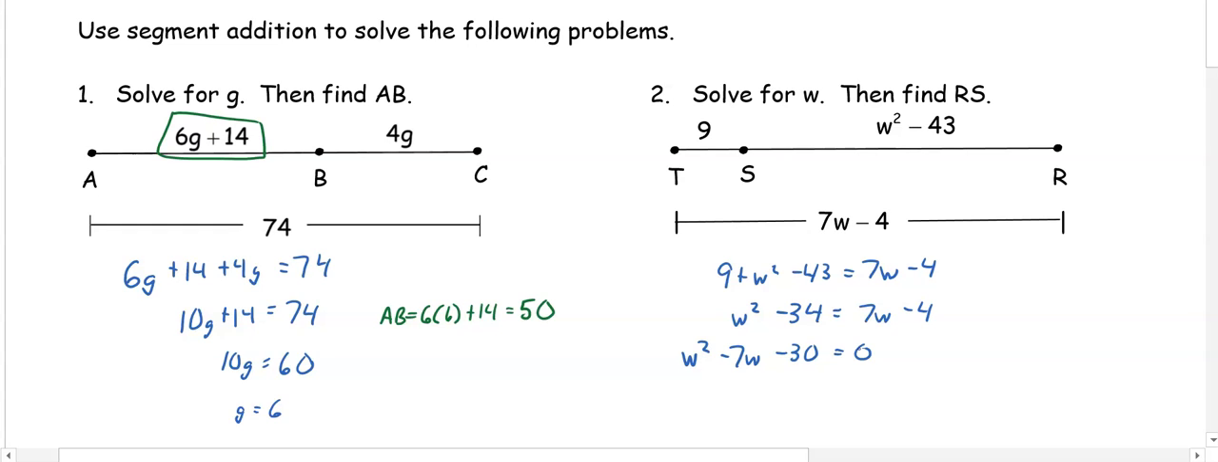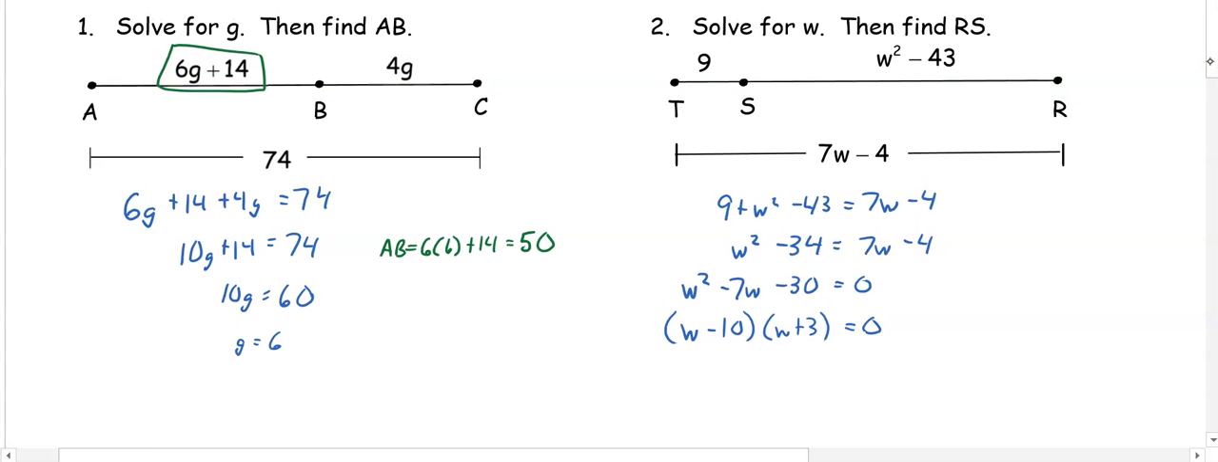We need two numbers that multiply to negative 30 and add to negative 7. So we're looking for one of each sign. So we have W minus 10 and W plus 3 is equal to 0. As we solve, we're just going to switch our signs. So W is 10 and W is negative 3.